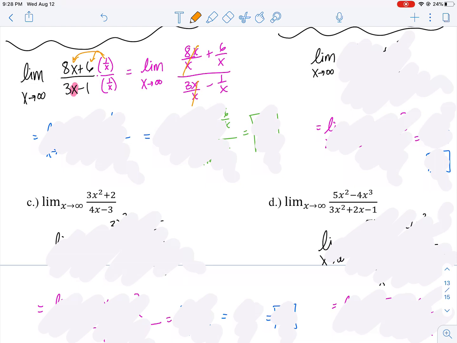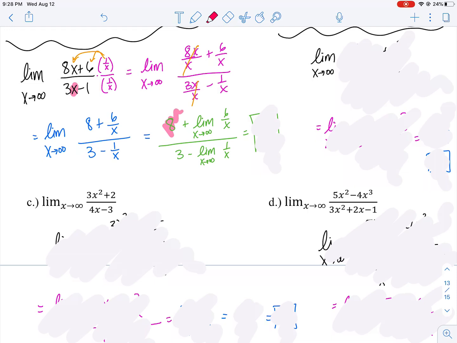What that allows me to do then is reduce some of these terms. So 8x over x reduces to just an 8. The 6 over x doesn't reduce, so I still have 6 over x. The 3x over x, the x is reduced and I just have a 3, and then I have minus 1 over x. Now remember our rules for limits: instead of doing this whole big chunky problem, we can do the pieces individually. So I have the limit as x approaches infinity of 8, but since there is no x, it's always going to be an 8. Then I can apply the limit to the 6 over x, to the 3, and to the 1 over x.